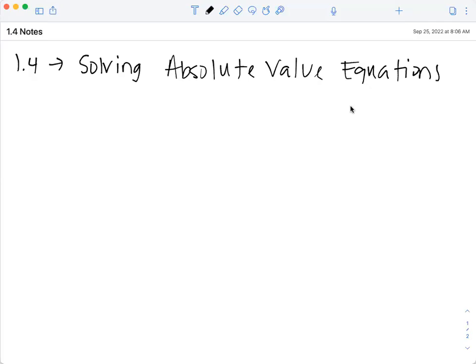Hi guys, in this video we're going to actually go backwards a little bit in the textbook, which is fine. We're going to do solving absolute value equations. In your notes, you can absolutely put this after section 2.4. That's what I planned on, so that's what I would do.